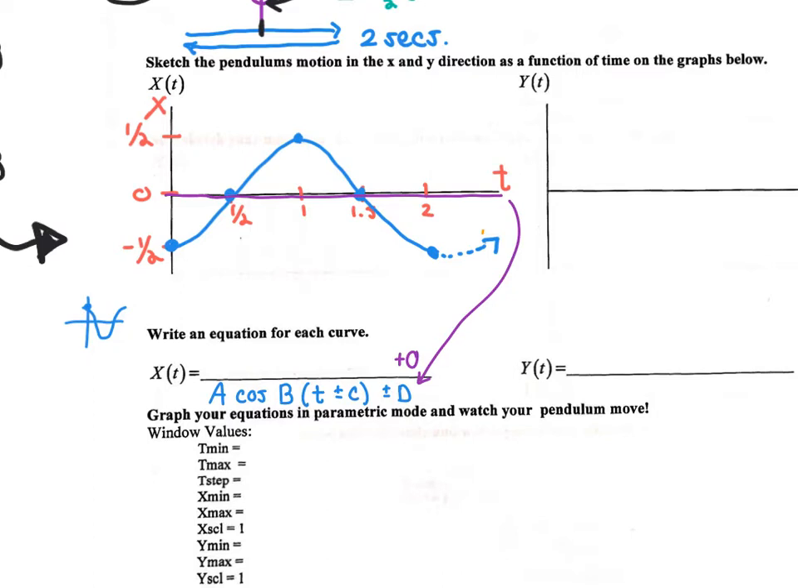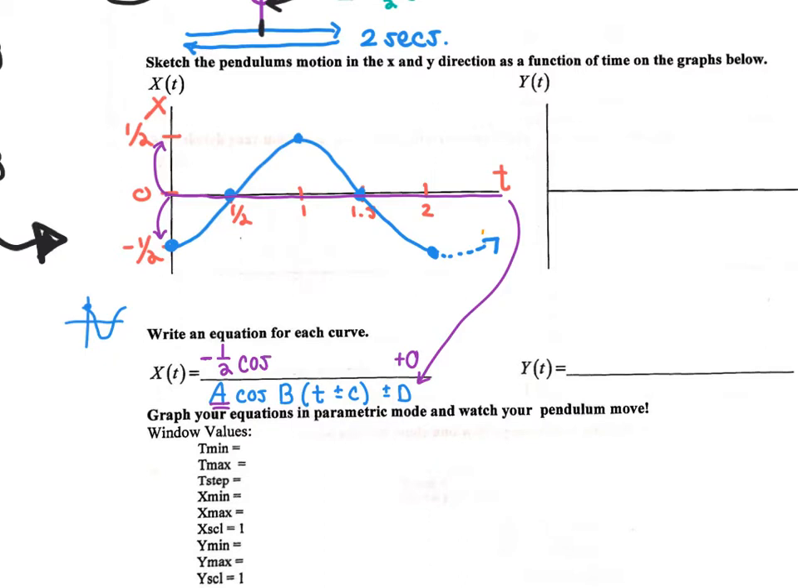The a value, remember, was the amplitude, and for the a value, we're going to look at the distance from that midline up to that highest point or to that lowest point. So we're looking at an amplitude of 1/2 for our a value. And keep in mind that because it was inverted, we know that this is going to be a negative a value. So now we have this much so far.